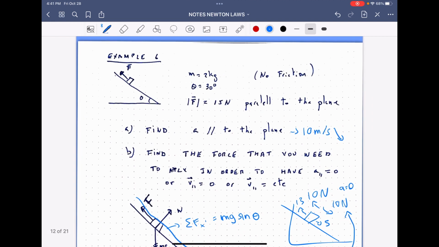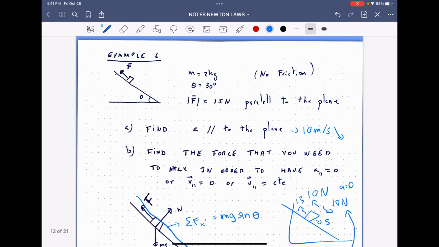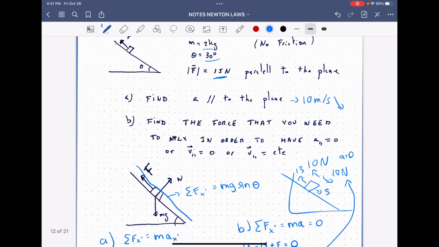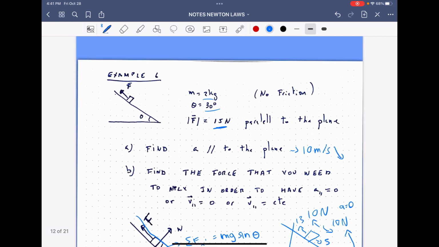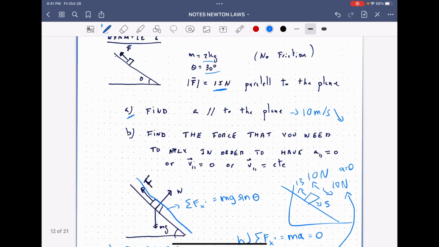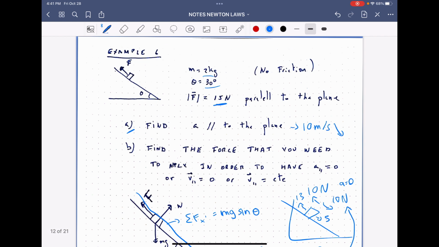Hello. So here's example 6. Mass is 2 kilograms. Theta is 30 degrees, and the magnitude of the force F is 15 newtons. So the first exercise is to find the acceleration parallel to the plane. So it'd be like this acceleration.